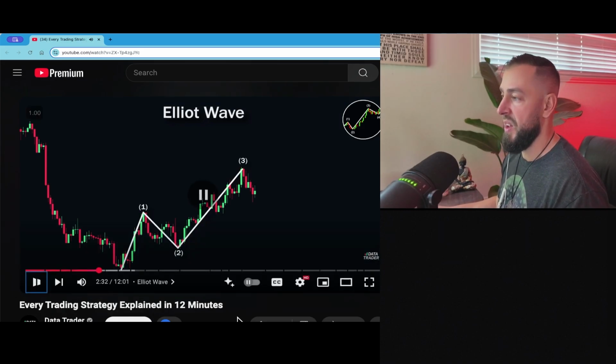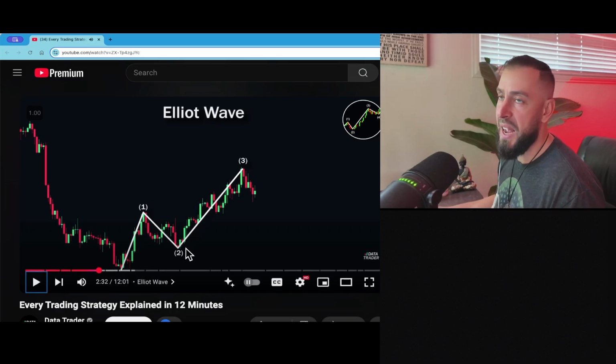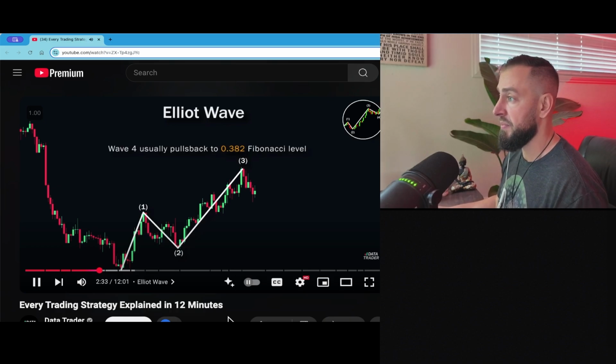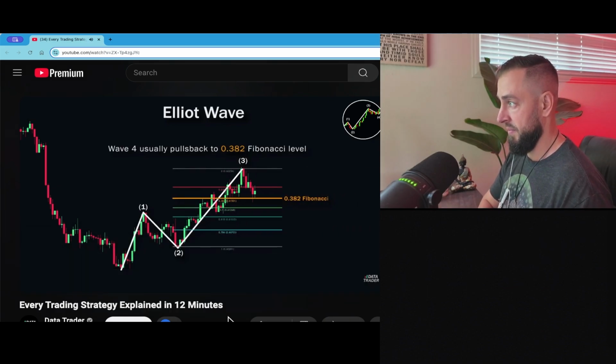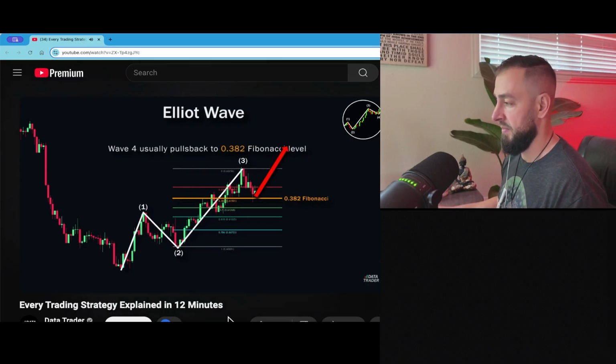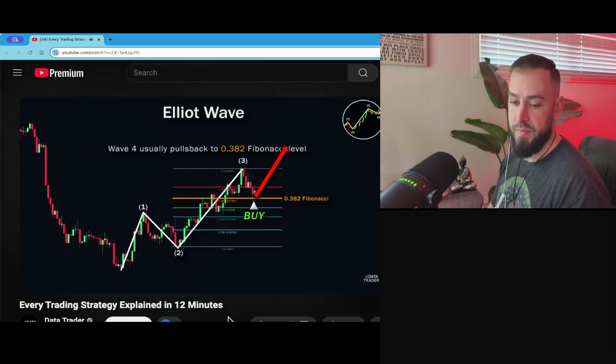And again, breakout, pullback, continuation, just like we've been saying. The theory of wave 4, which is that price tends to pull back to the 0.382 Fibonacci level before continuing upwards, we can use this as a potential buy entry when price makes a pullback.